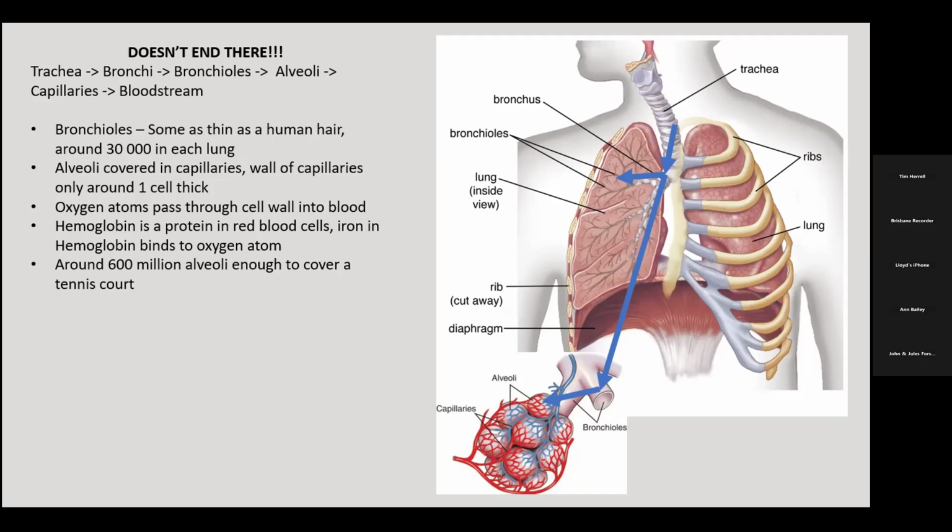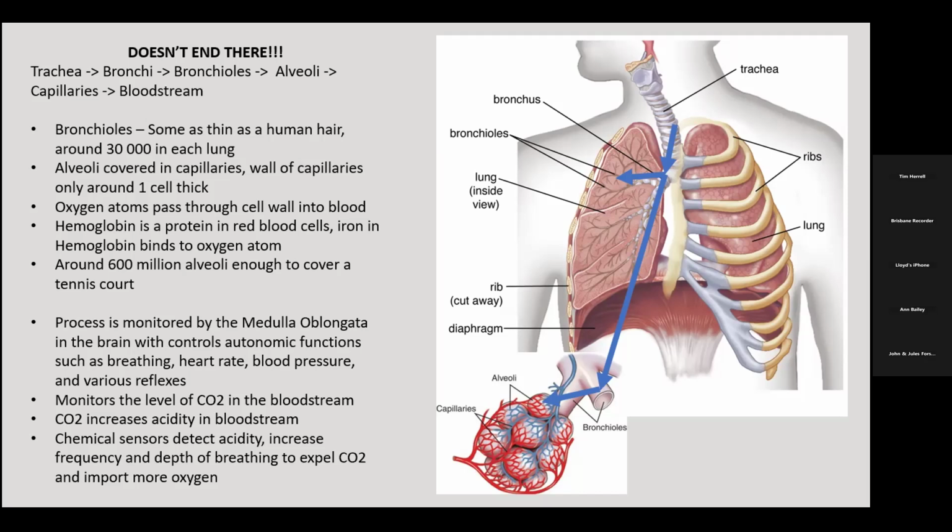There's around about 600 million of these alveoli. Spread them all out, there's enough to cover a tennis court. It doesn't finish there. One of my favorite words that I found in this, the medulla oblongata. Didn't think I was going to be able to say that, did you? It's a part of the brain, I think it's in the brain stem, which controls autonomic functions such as breathing, heart rate, blood pressure, and various reflexes.